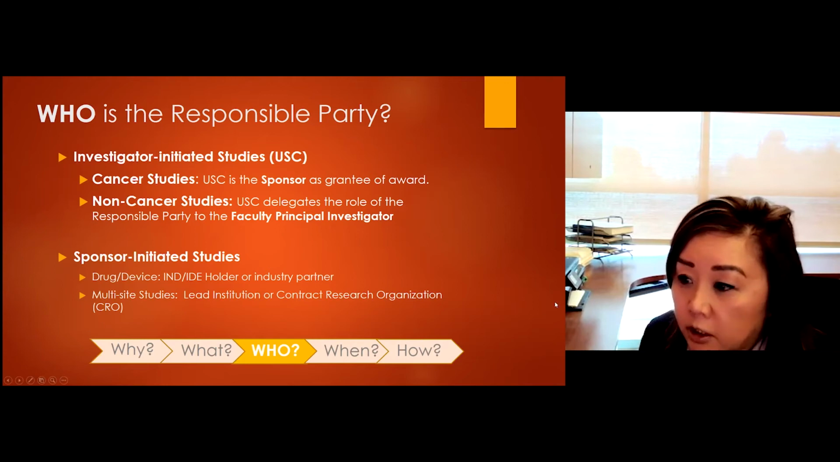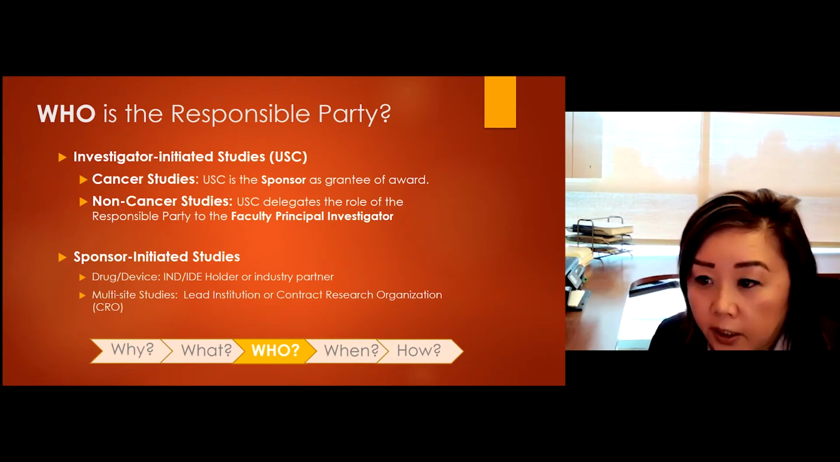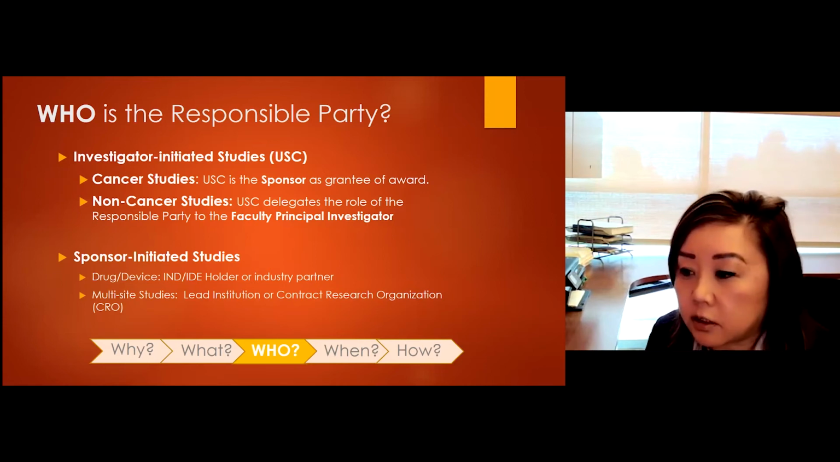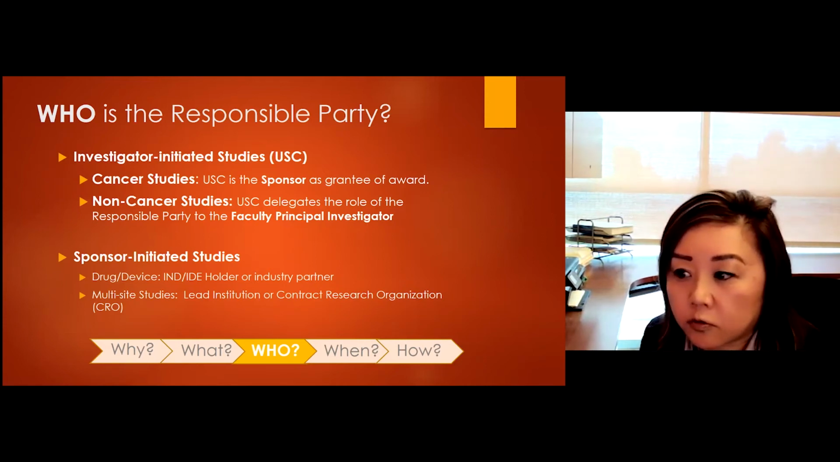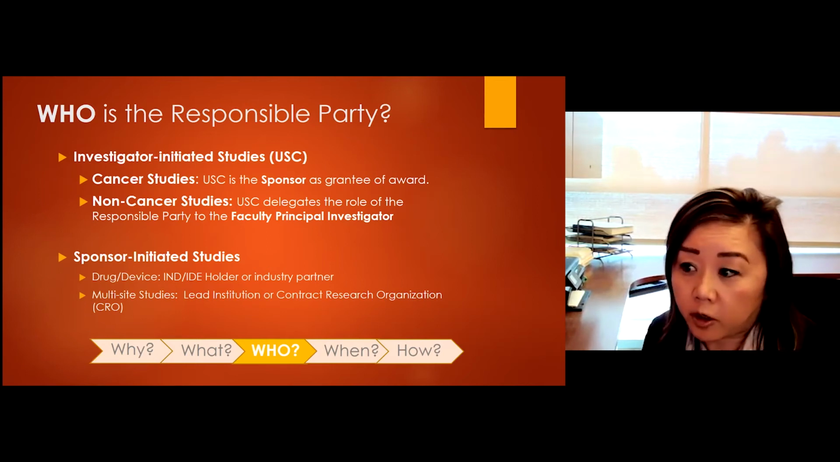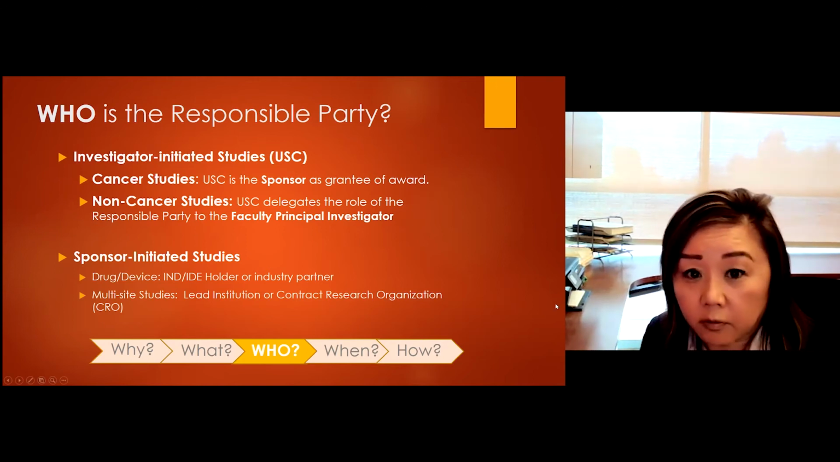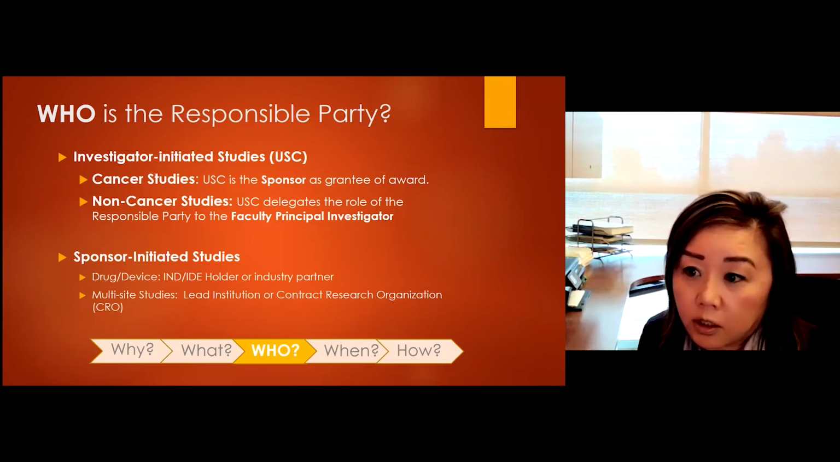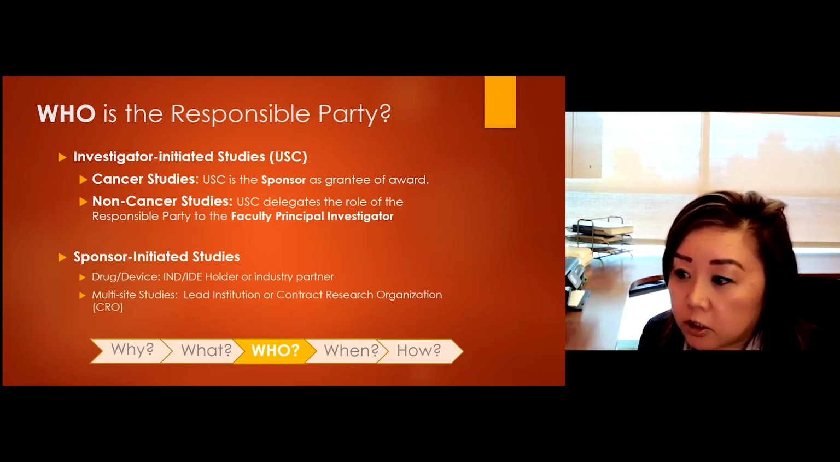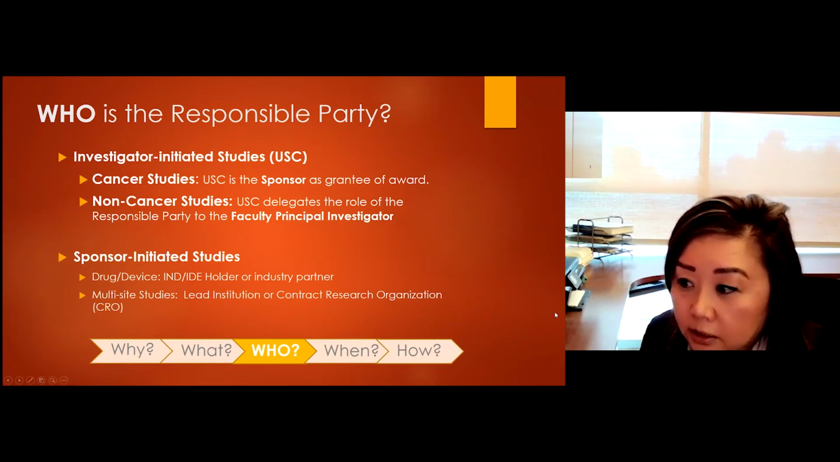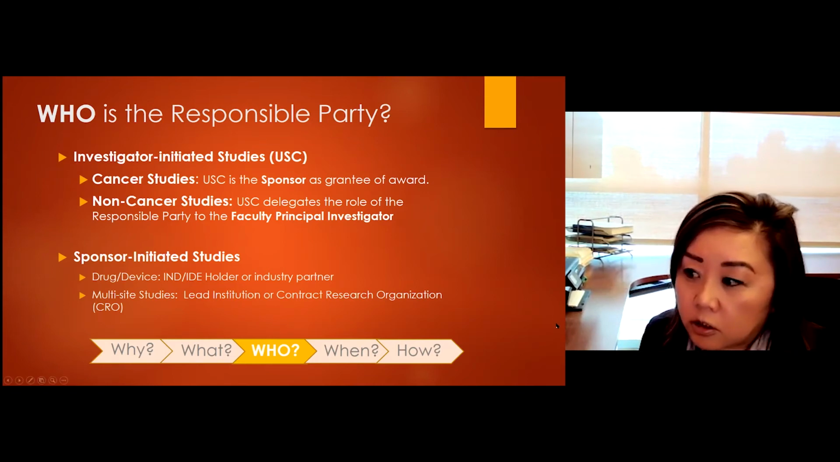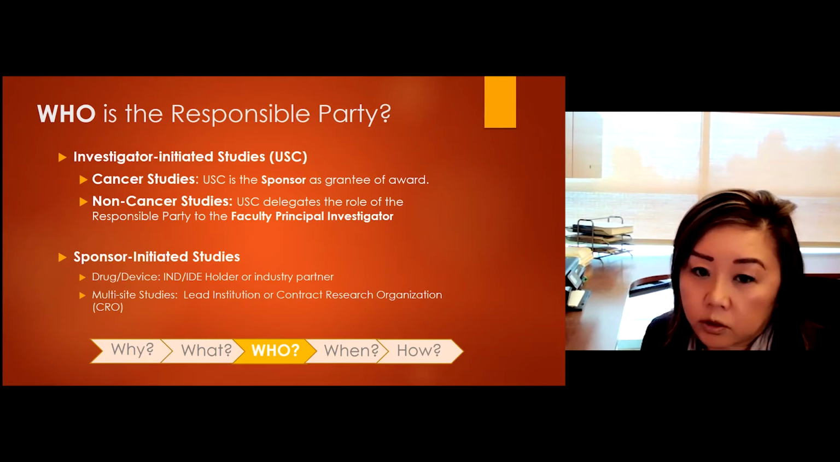For sponsor-initiated studies, if there's a drug or device involved, usually the IND/IDE holder or the industry partner serves as the sponsor and the responsible party. But they do have the ability to delegate to a PI, but that PI would have to have the ability to have all of the data among all of the sites and be able to report all of that information. And then for multi-site studies, it's usually the lead institution or the contract research organization who would serve as the sponsor and the responsible party in most cases.